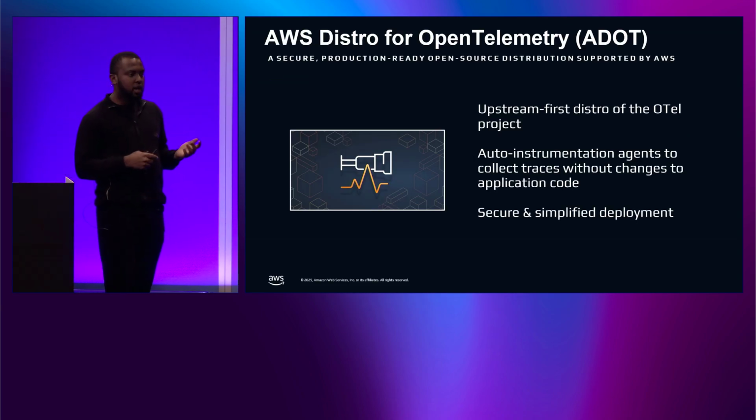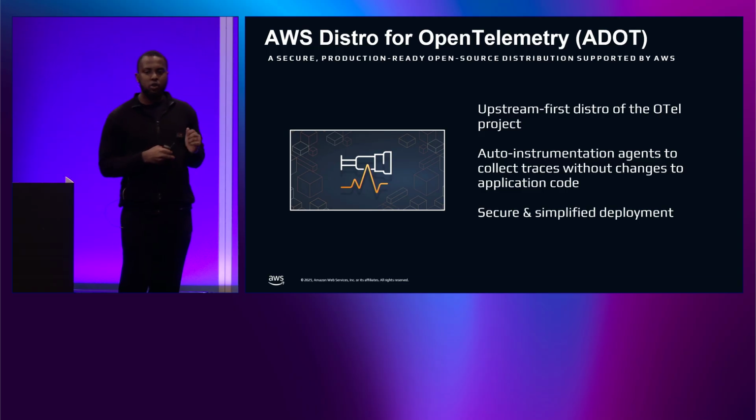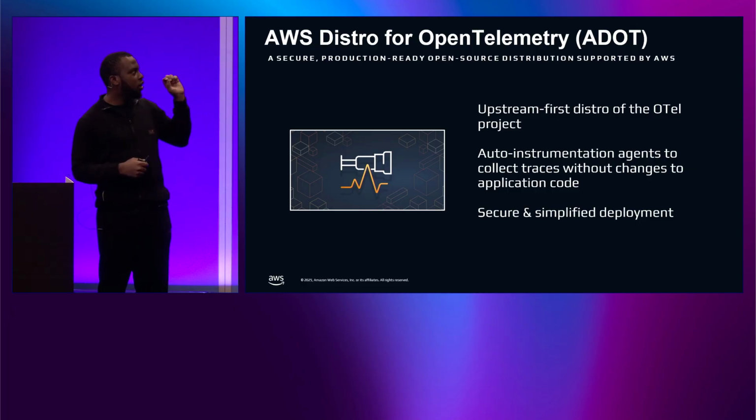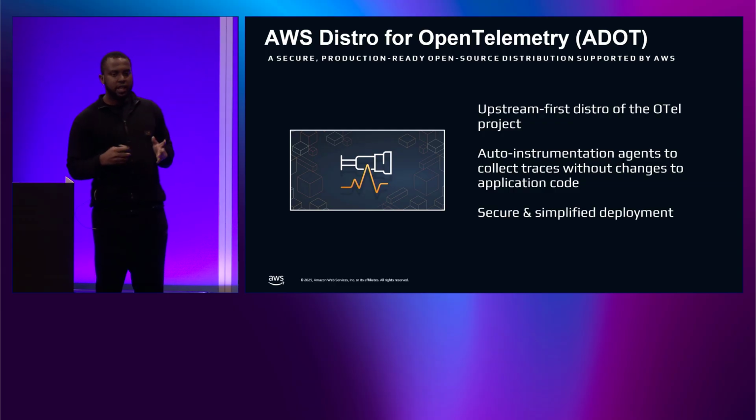So now I've heard about observability. We see how OTel helps make observability more accommodating. But how does AWS come into play in this particular space? AWS has what they call AWS Distro for OTel, also called ADOT for short. Basically, it's a secure, production-ready open source distribution supported by AWS.